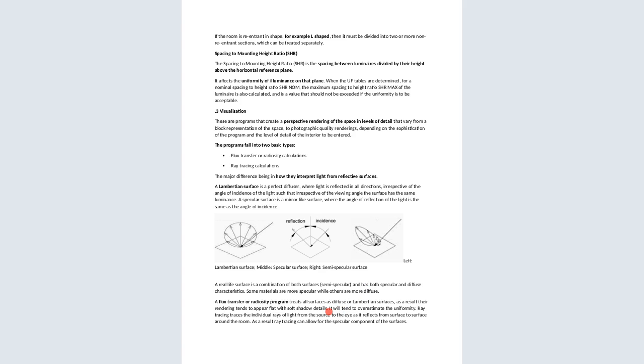A flux transfer or radiosity program treats all surfaces as diffuse or Lambertian surfaces. As a result, their rendering tends to appear flat with soft shadow details, so it will tend to overestimate the uniformity. Ray tracing traces individual rays of light from the source to the eye as it reflects from the surface or the surfaces around the room. As a result, ray tracing can allow for the specular components of the surfaces.